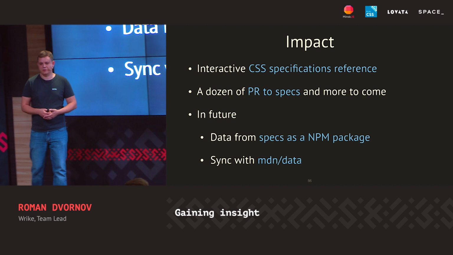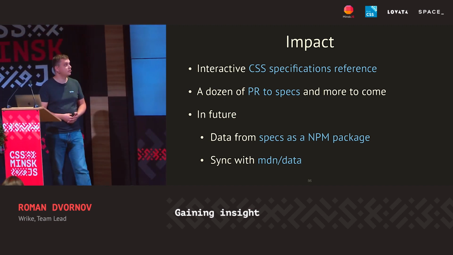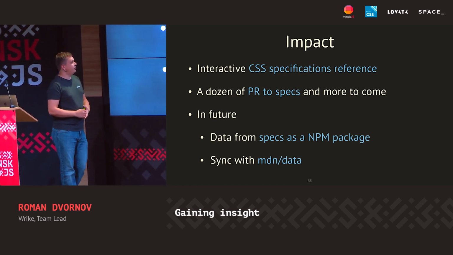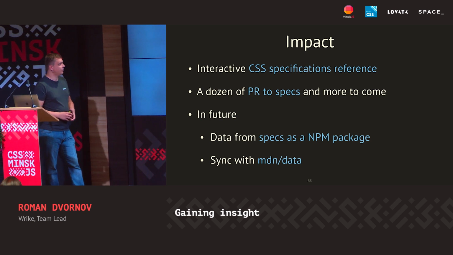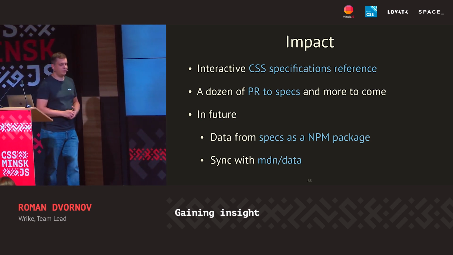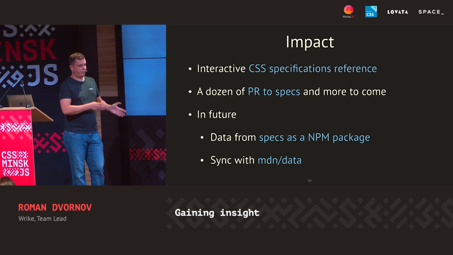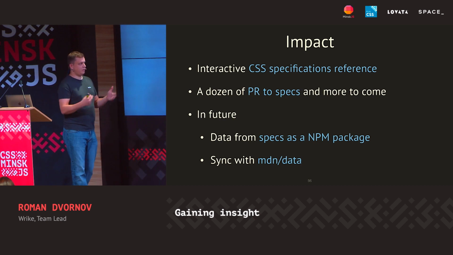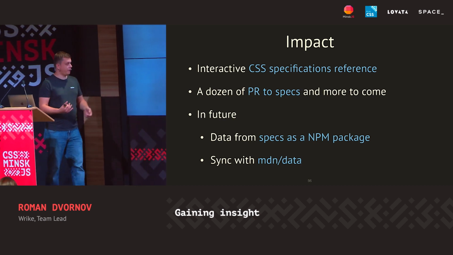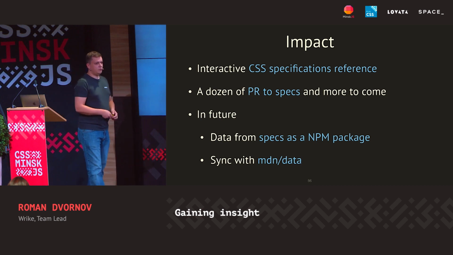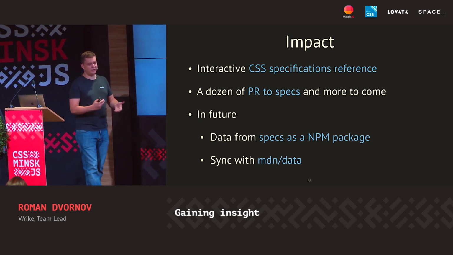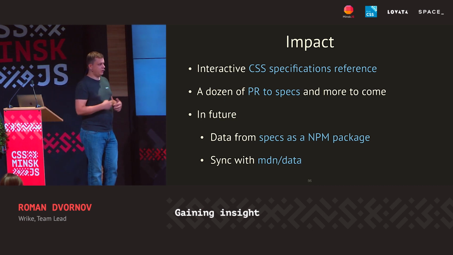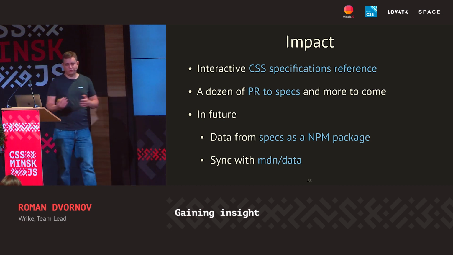During parsing CSS specs, I found a lot of mistakes, so I already made a dozen pull requests to the specs to fix that. In the future, I think about NPM packages that will contain data extracted from specs, so it can be used in other tools, like editors, for example, as a reference. It may also be used to sync with MDN data, because today we copy all changes from the spec into MDN data by hand.